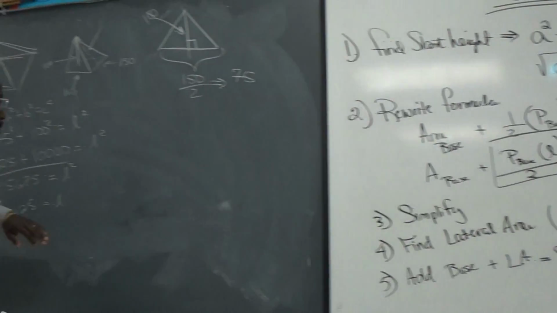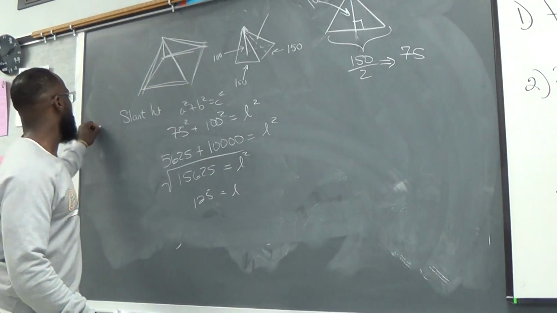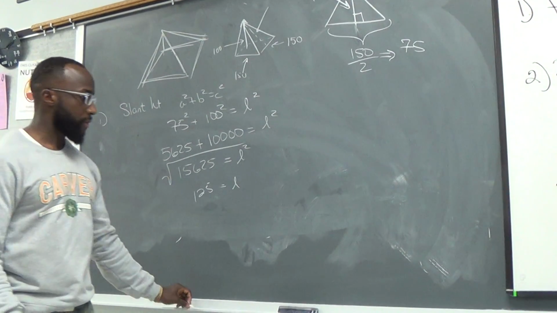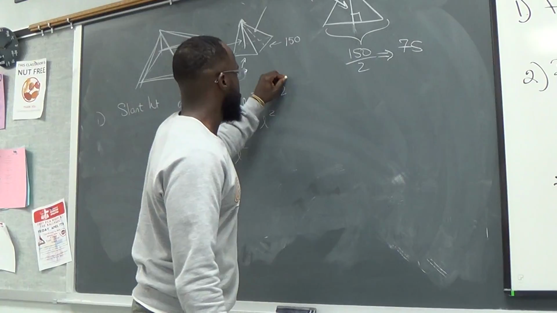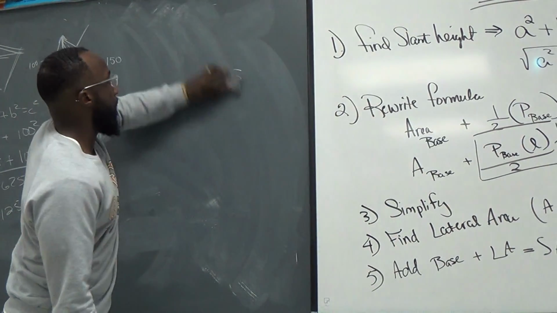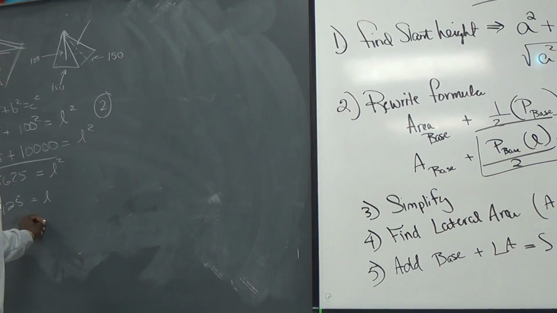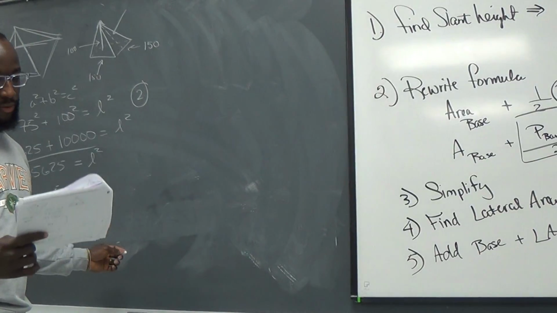Our slant height was what? 125. So this is part 1. Everybody got that part 1 is slant height, right? Alright, number 2, we're going to rewrite the formula. So we got the area of the base. The area of the base is going to be 150 times 150.